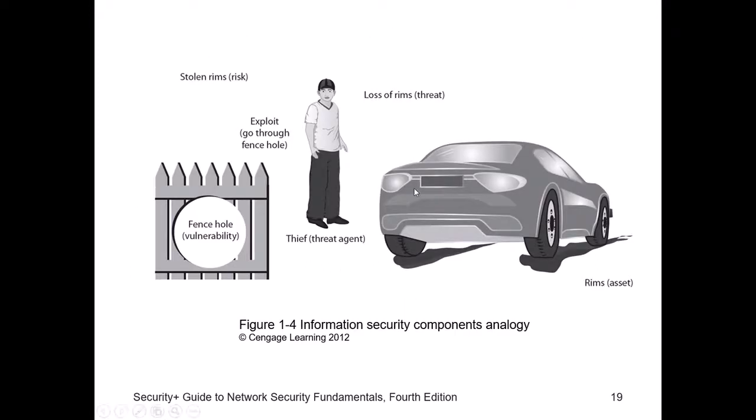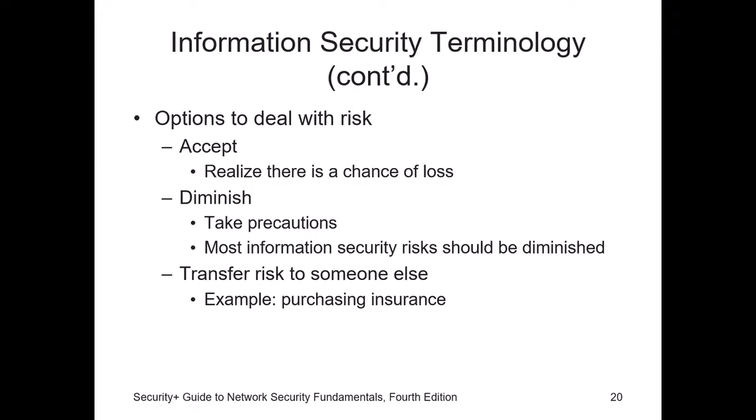Here's an example, an analogy, where all of these terms come together: the fence is the vulnerability, this is the agent, he could go through the fence, and so on. The rims are the assets, he wants to steal the rims of the car, and so on. All right, so when it comes to risk, how do you deal with it?